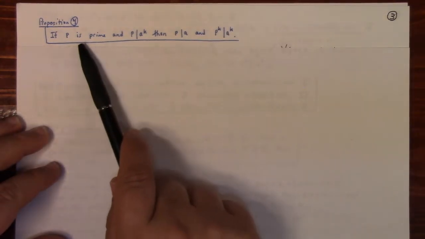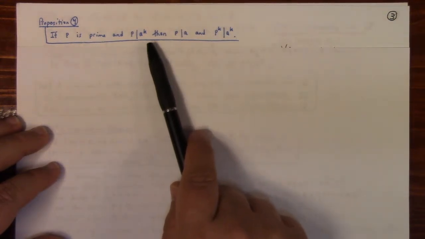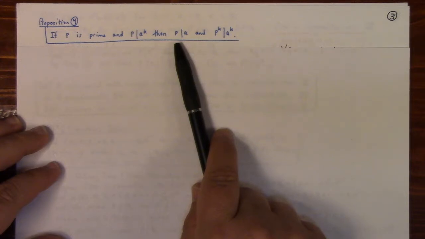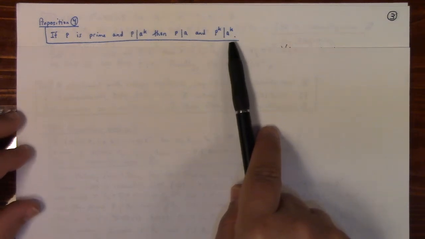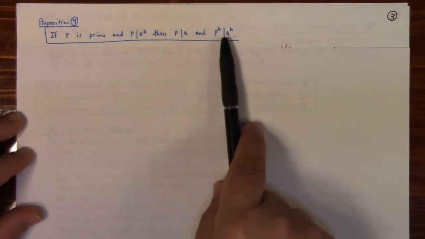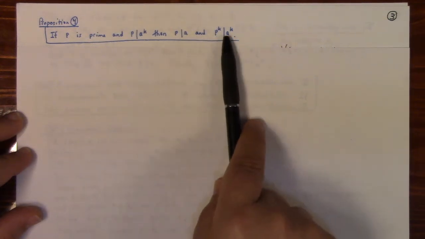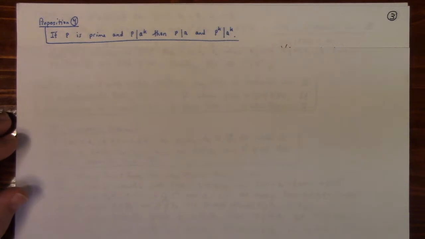Okay, so if p is a prime, and p divides a to some power k, then p divides a, all right? And that means then that p to the k divides a to the k as well. So this goes back to one of our earlier results on divisibility. Because if we had a divides b and c divides d, then we had ac divides bd. So if you put that into practice here, you get this implies that, if you repeatedly apply that earlier proposition on divisibility.